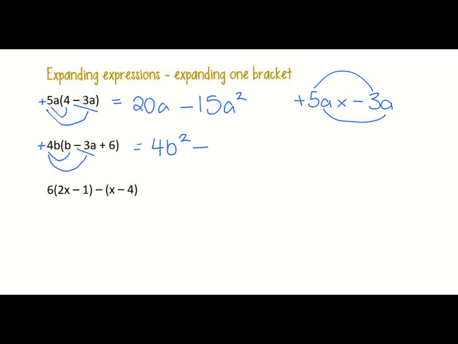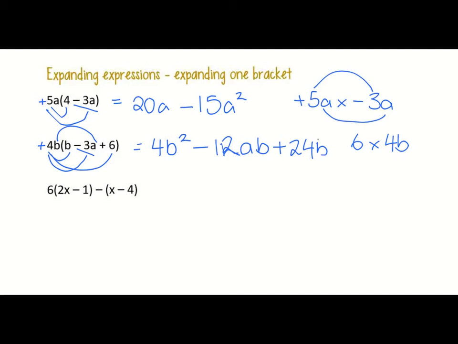4 times 3 is 12. Oops, 12. And then we've got b times a, or a times b is ab. It's best to write it in alphabetical order. Alright, sorry, this is getting a bit messy now, but then we've got 6 times 4b. Just write that over here so we can see it. 6 times 4b, so 6 times 4, and they're both positive, so it's positive. 6 times 4 is 24, and then we've just got b.